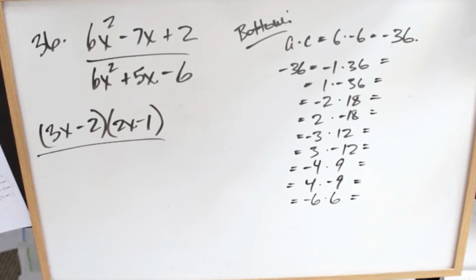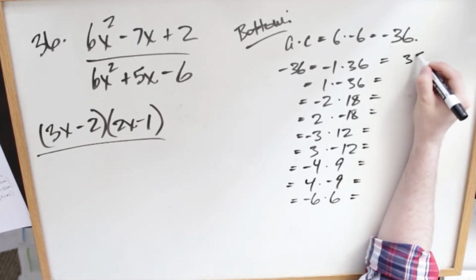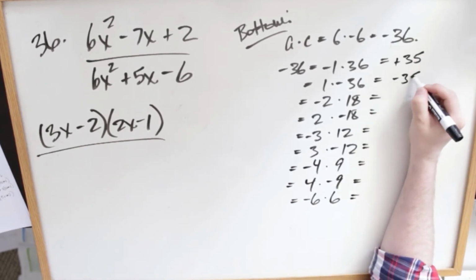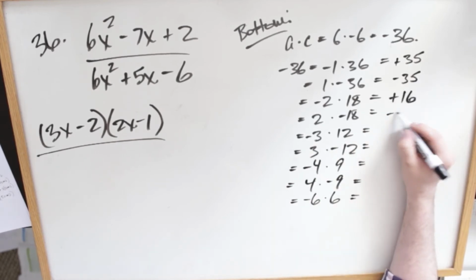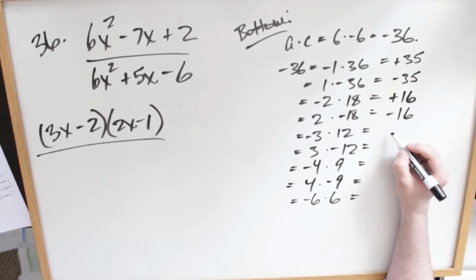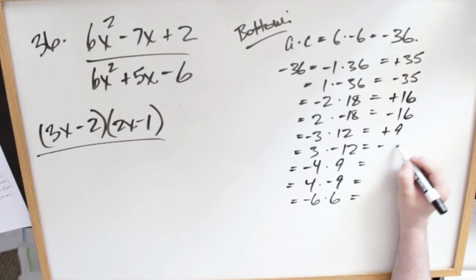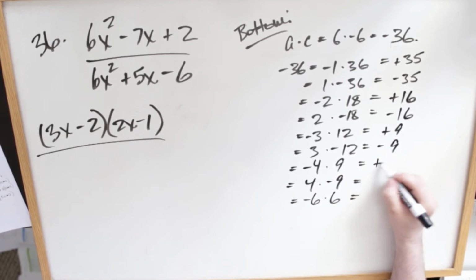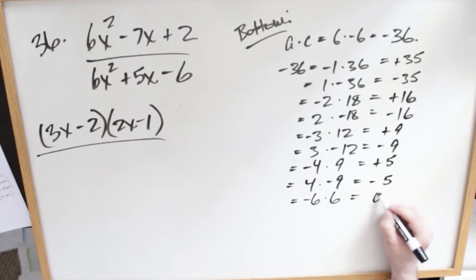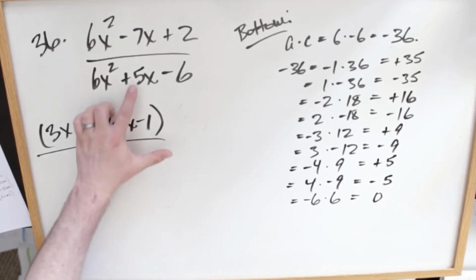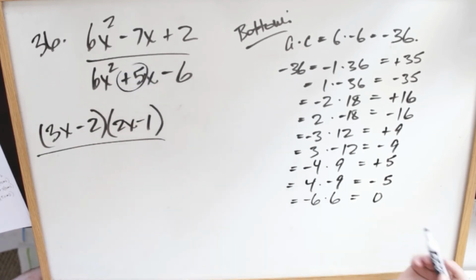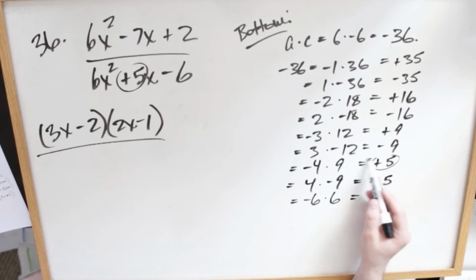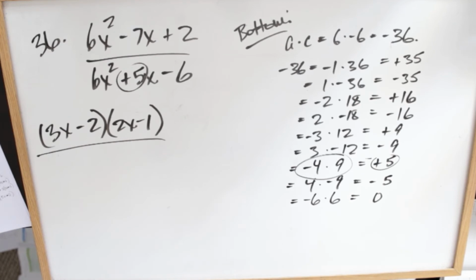Okay, so now let's add these up. This is going to be a positive 35, negative 35. 18 and negative 2 is going to be a positive 16. This is going to be a negative 16. This will be a positive 9, negative 9, positive 5, negative 5, and this will be 0. We know it's not going to be that because there is a middle term. So we're looking at positive 5, right? That's what we're looking for. So it looks like positive 5 here. These are the factors. Okay, now we do the grouping.